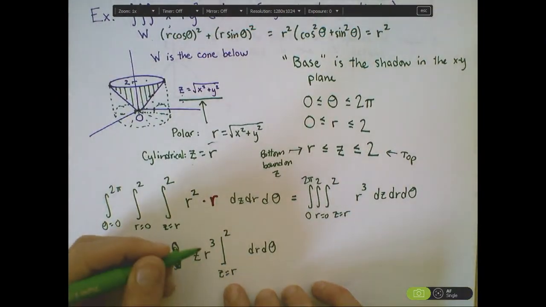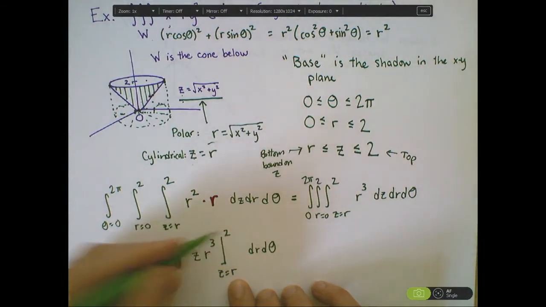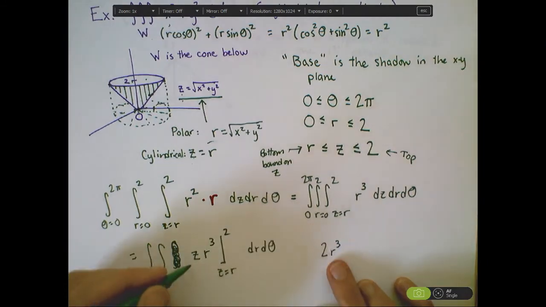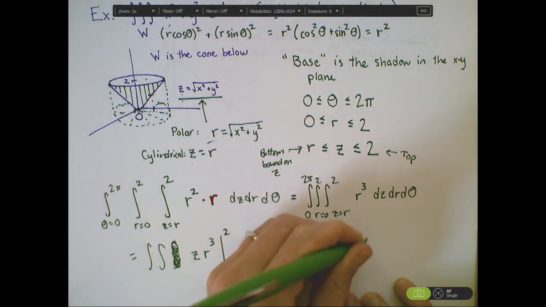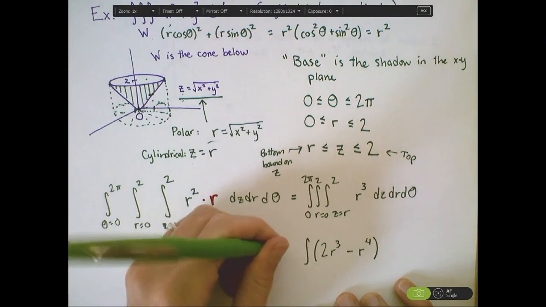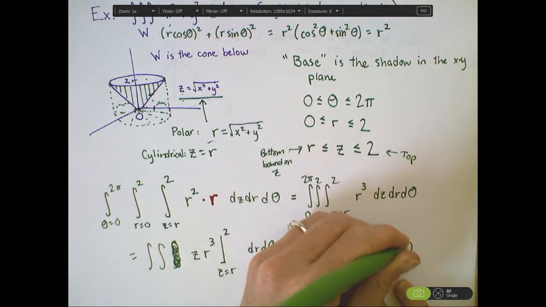So let's evaluate this. As z goes from r to 2, my upper value is going to be 2r cubed, and then I'm going to subtract the lower value where z is equal to r, which gives me r to the fourth. Oops, and I still need to integrate this twice with respect to r and theta.